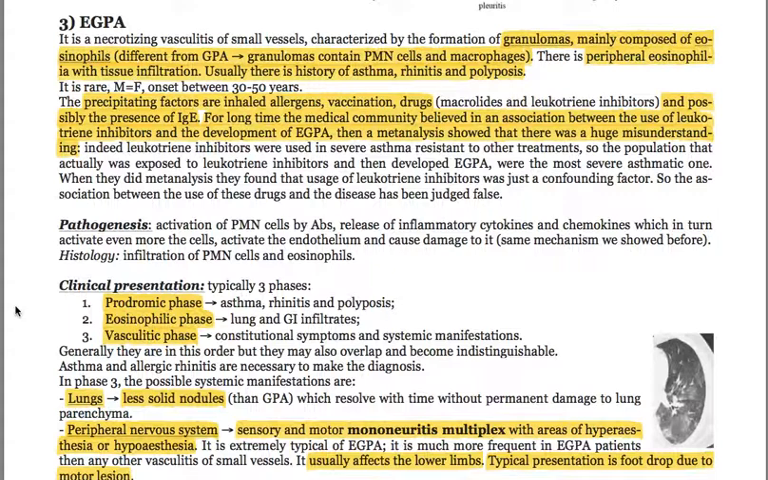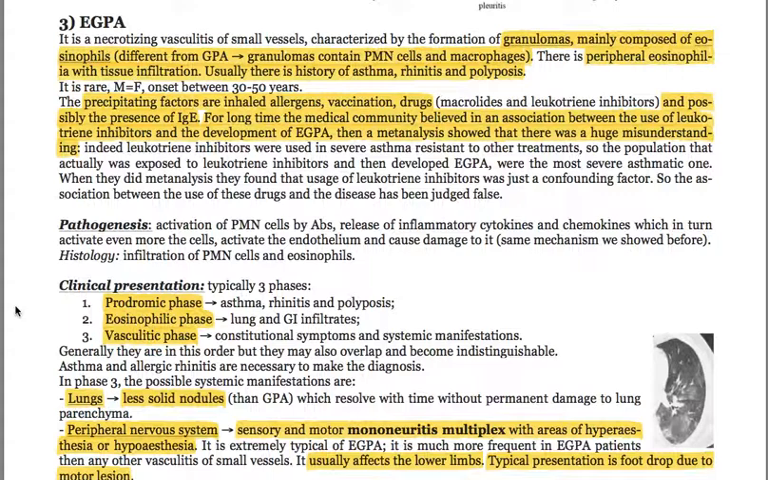Okay, so the pathogenesis. We have an activation of polymorphonuclear cells by antibodies, and release of inflammatory cytokines and chemokines, which in turn activate the cells even more, activate the endothelium and cause damage to it. Some mechanisms we showed before. At histology, we have infiltration of polymorphonuclear cells and eosinophils.